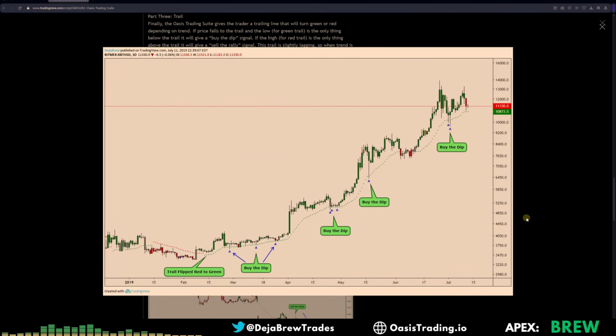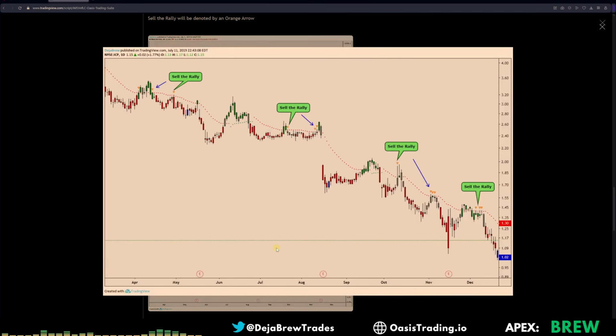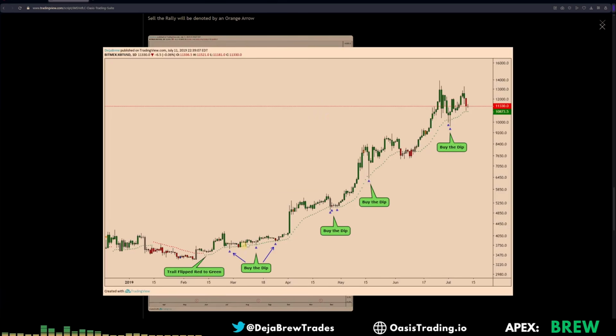Looking at the trail, like I said, the trail is pretty much the same as the 24 EMA method. So we're looking for when price is being responsive. It's pulling back to the trail as it would be with the 24. The indicator, the OTS indicator, Oasis Trading Suite, will give you these little arrows, these little triangles. The blue triangles will be when it's sweeping the trail bullishly. The orange ones will be when it's sweeping it bearishly. Basically, sell the rally for the orange ones and buy the dip for the blue ones.